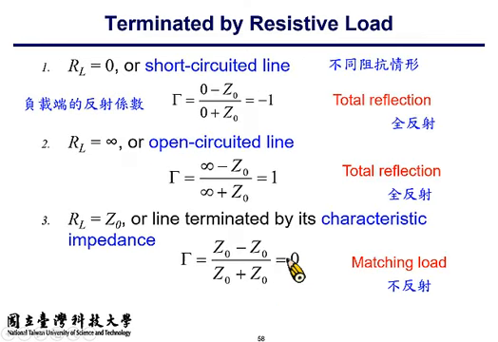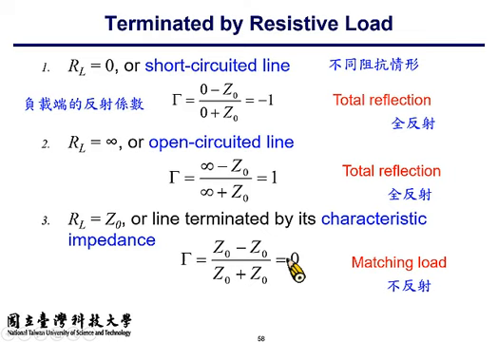So this slide shows you some different cases that I have already mentioned. If the termination is short circuit, then you will have the so-called total reflection. All the incident power gets reflected, and the reflection coefficient is -1. The second case is you have an open circuit, RL equals infinity. Then you also have total reflection. On the other hand, the reflection coefficient is +1, positive 1.